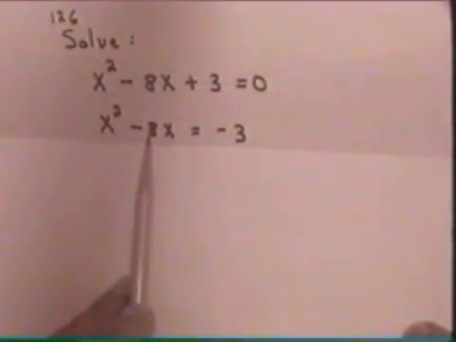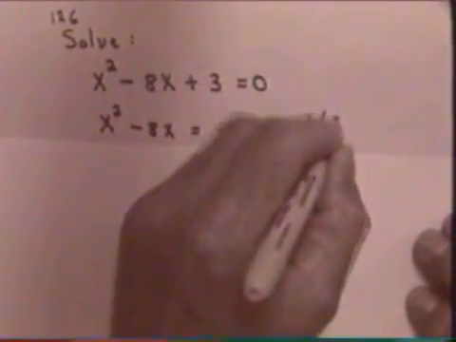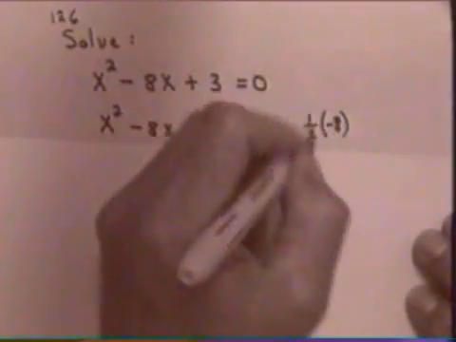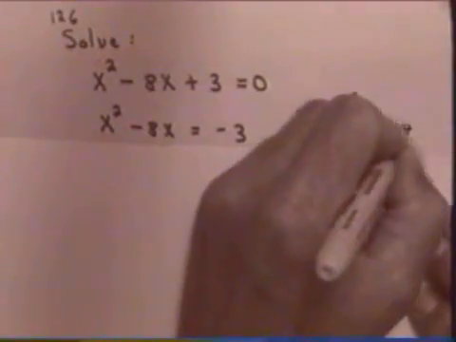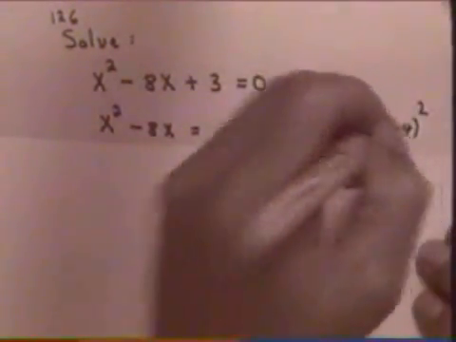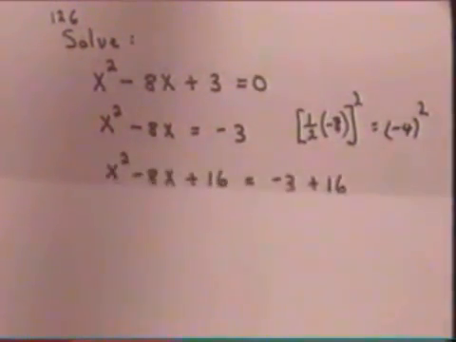The way I'm going to make it factor is to make it a perfect square. I can do that by taking half of the linear term and squaring it. So I can take 1/2 of a negative 8 and then square the whole thing. I get a negative 4 squared, because half of negative 8 is negative 4, and a negative 4 squared is 16. So I'm going to add that 16 to both sides to get x squared minus 8x plus 16 is equal to a negative 3 plus 16.